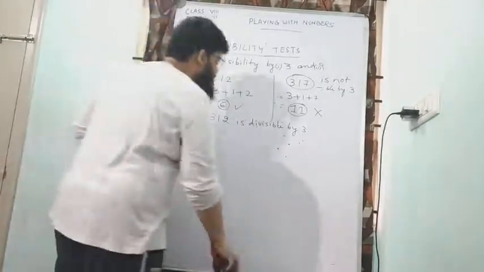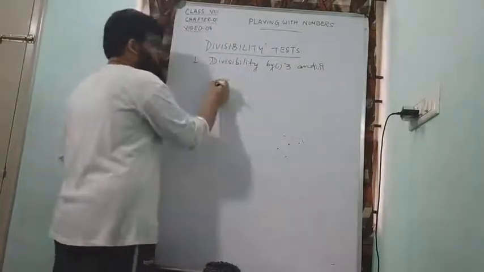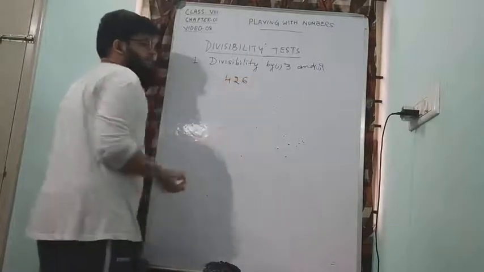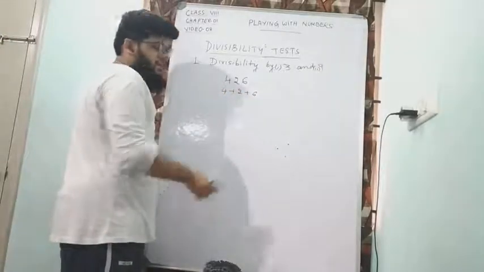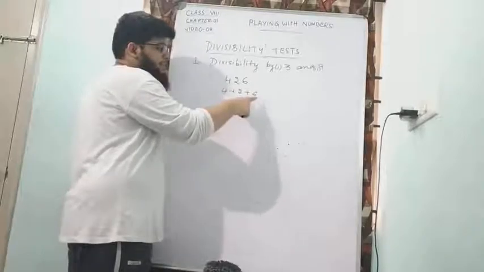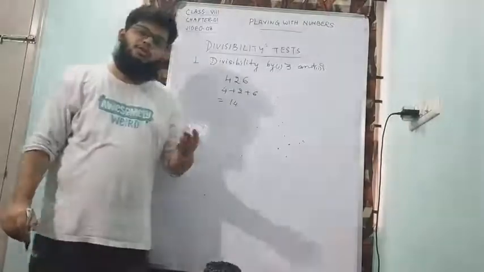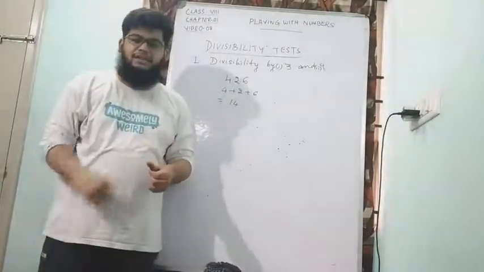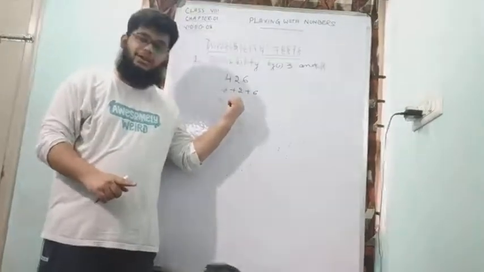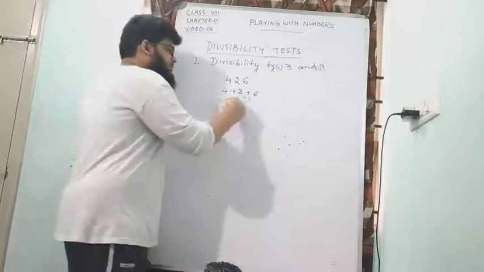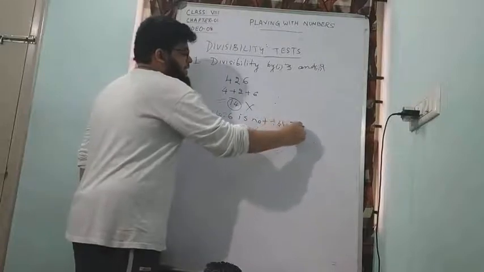Let us see one or two examples for 9 as well. Okay, so let me go with 426. Let me add the numbers. 4 plus 2 plus 6. 4 plus 2, 8. 8 plus 6, 14. So do we get 14 in the table of 9? Let us check. 9 ones are 9. 9 twos are 18. So 9, then 18. So do I get 14? No, I don't. That means 426 is not divisible by 9.